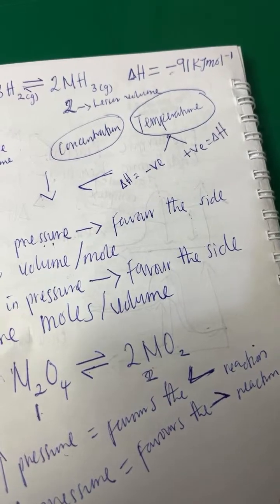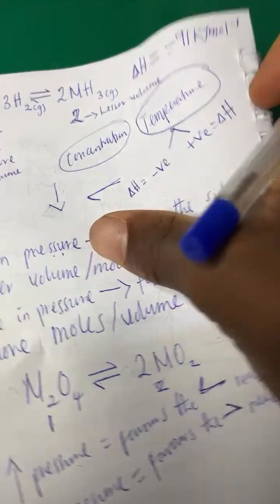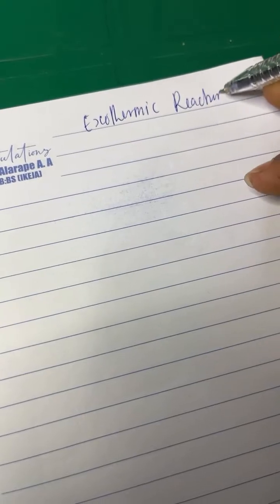So now, I think I need to give you two different ones. Let me make this in a new place so you will not be confused. Let's do exothermic first. Exothermic reaction. For example, the Haber process is an example of an exothermic reaction because heat is being released to the environment, right?